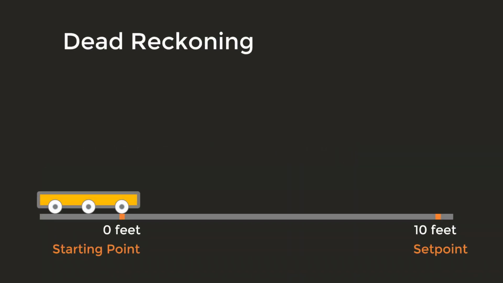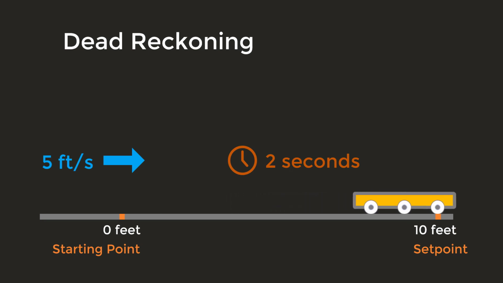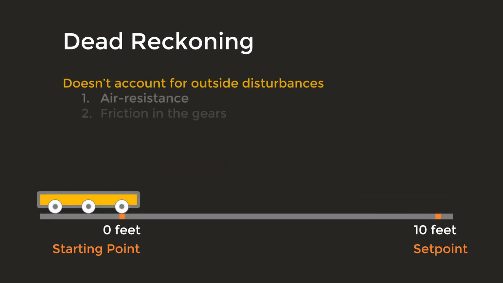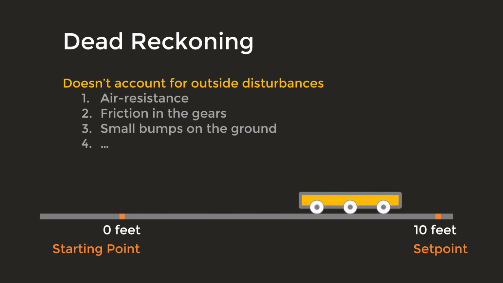To go to 10 feet, in episode 1, we basically said, if we can have the robot drive at 5 feet per second, and if we let it drive for 2 seconds, it should stop at 10 feet. This method is called dead reckoning. In theory, this should work. However, there are outside disturbances such as air resistance, wear in the motor and gears, and small bumps on the road. These disturbances will more or less affect the robot's ending position.